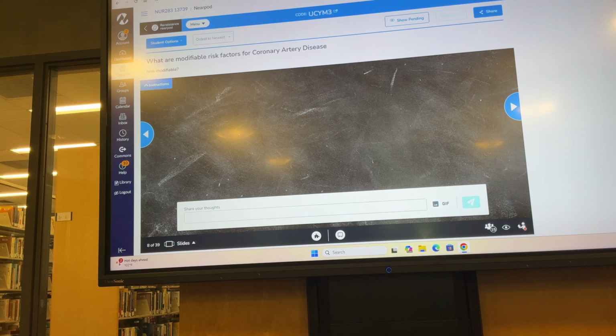Okay, what are some modifiable risk factors for coronary artery disease? And then what are the non-modifiable? Take a minute and type them out. Diet, smoking, drinking, exercise. So remember, modifiable, things that you can change. Things that you're able to change. And then non-modifiable, things that you cannot change.